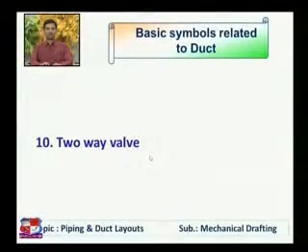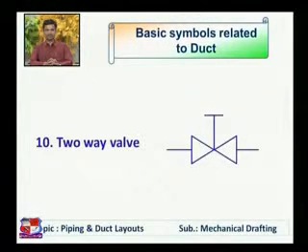Now some other symbol, that is the two-way valve. How to draw a two-way valve? It is drawn like this. This valve is drawn, it's a two-way valve. If we close this valve, the flow of fluid will be interrupted. It may be reduced, or it may be stopped, or it may be started.